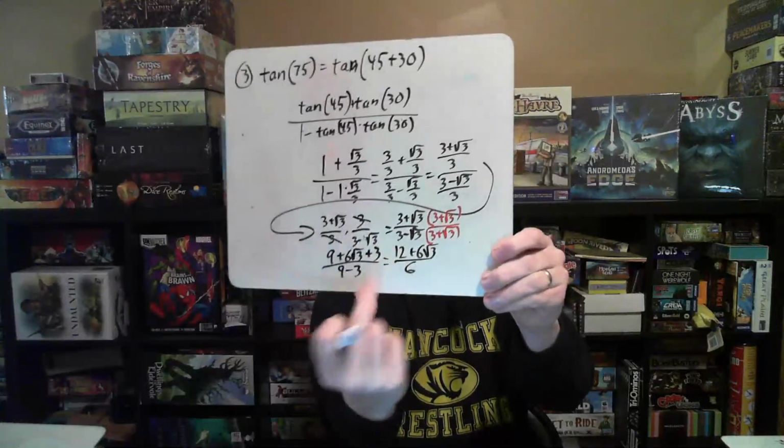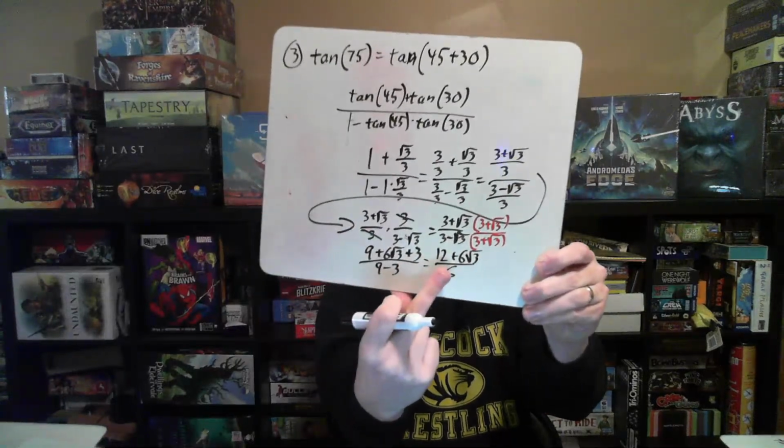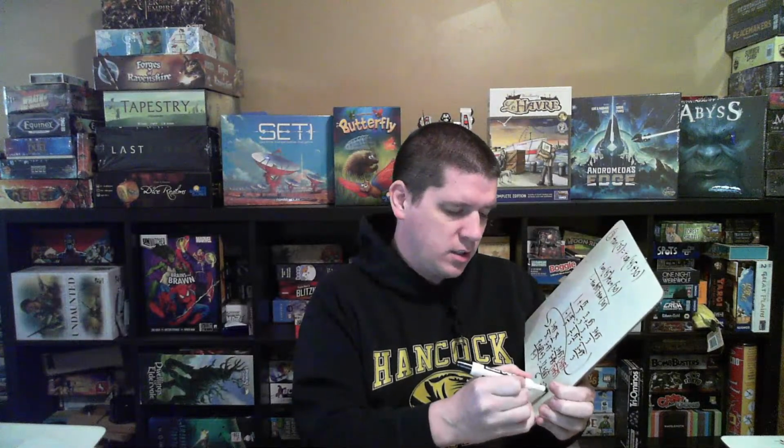So we end up with 9 plus 6 square root of 3 plus 3 for the top, over 9 minus 3 for the bottom. If we combine those like terms, we end up with 12 plus 6 square root of 3 over 6, which, hey, look, we can take a 6 out of everything here. And we end up with 2 plus the square root of 3.